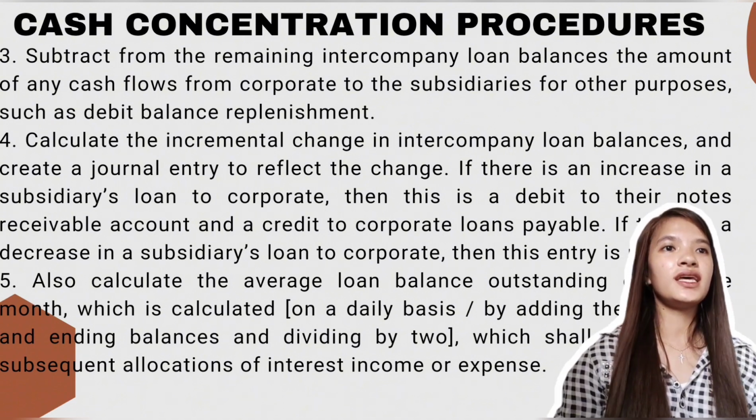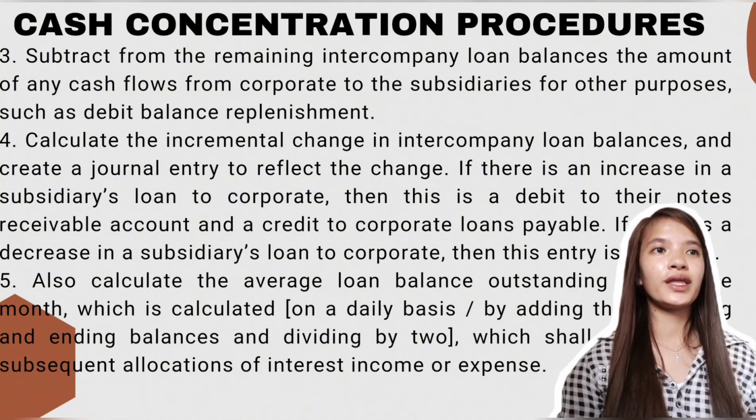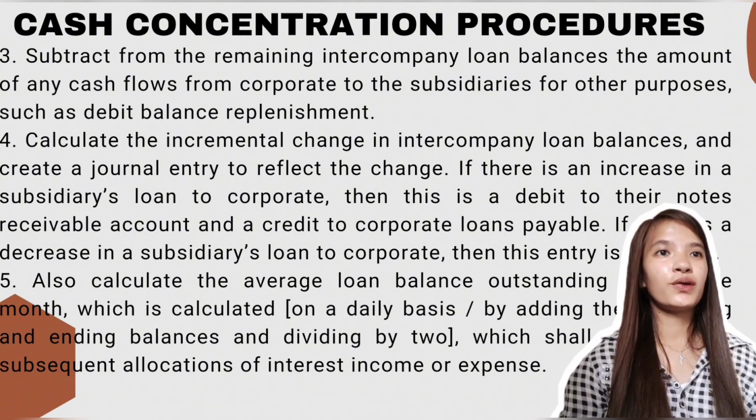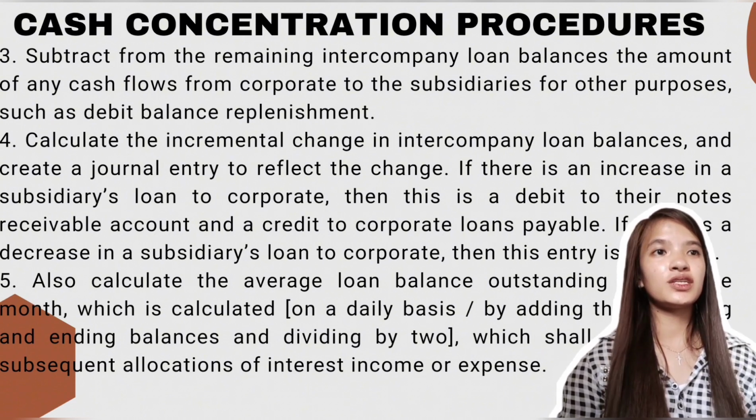If there is an increase in a subsidiary's loan to corporate, then this is a debit to their notes receivable account and a credit to corporate loans payable. If there is a decrease in a subsidiary's loan to corporate, then this entry is reversed.